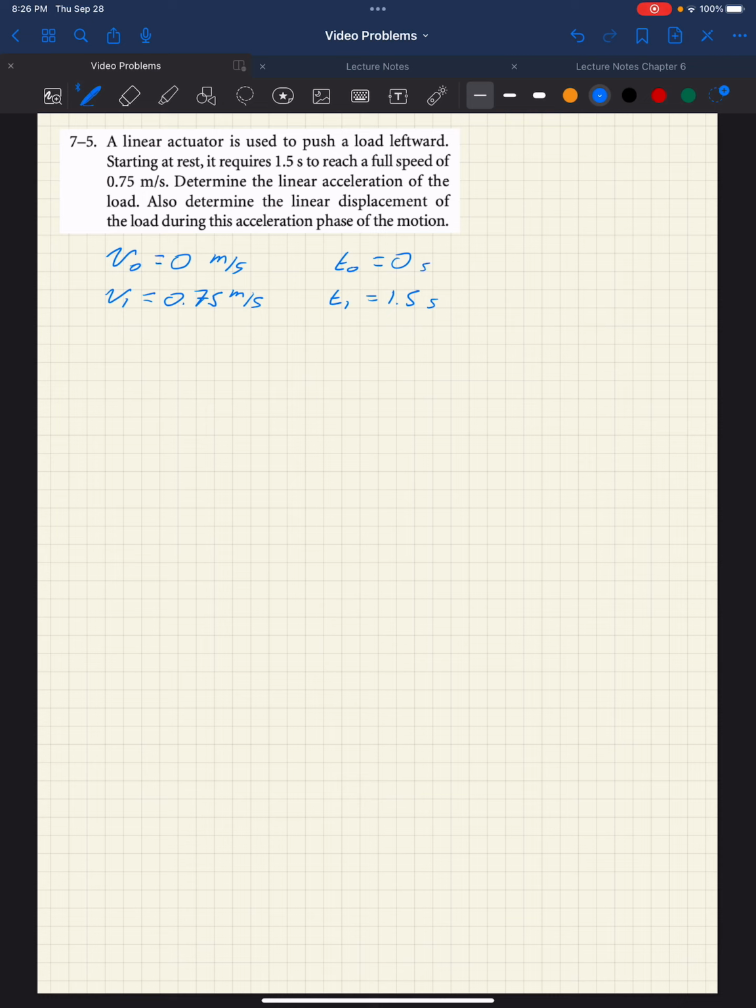Okay, so it says we have constant acceleration, so we can use the generic formula for acceleration. Acceleration is equal to the change in velocity over the change in time. So with this, we go from 0 to 0.75 meters per second in 1.5 seconds. And that gives us a linear acceleration equal to 0.5 meters per second squared.